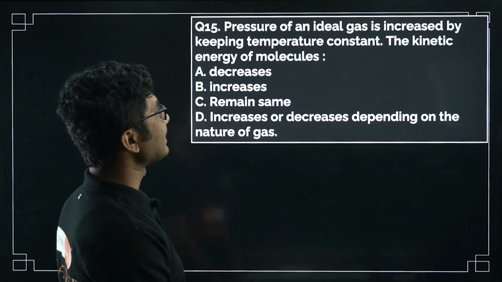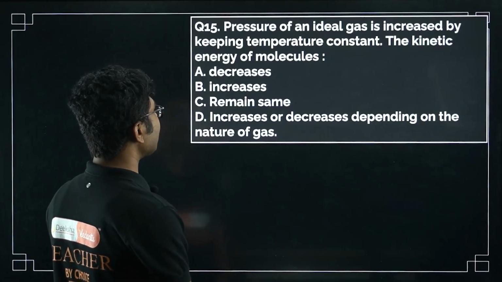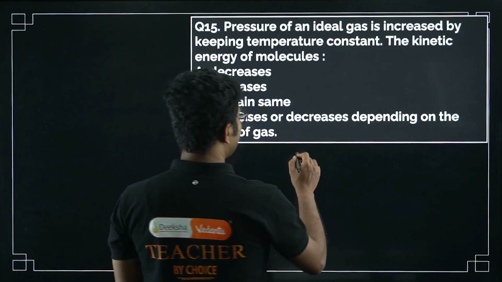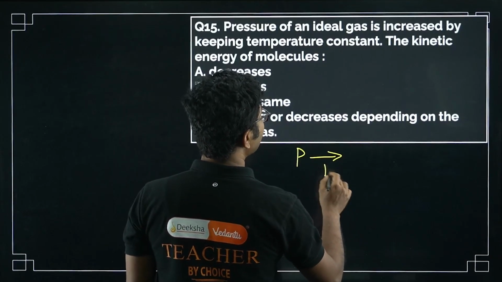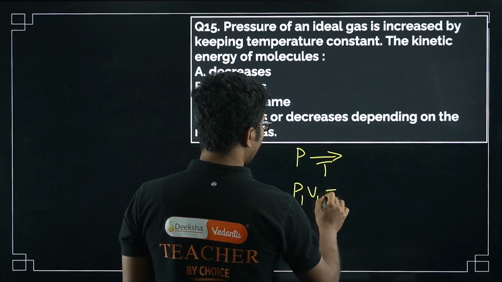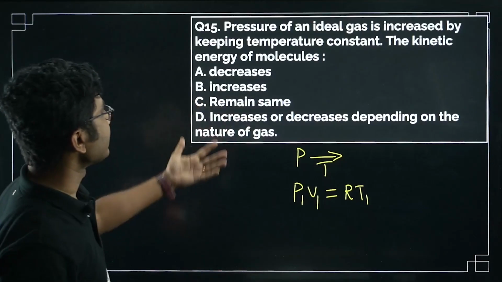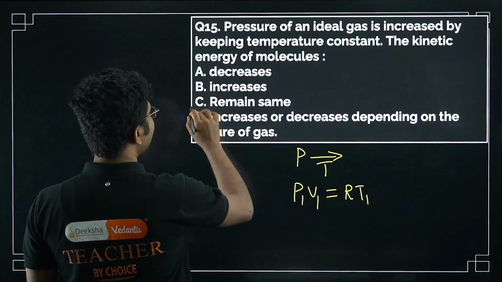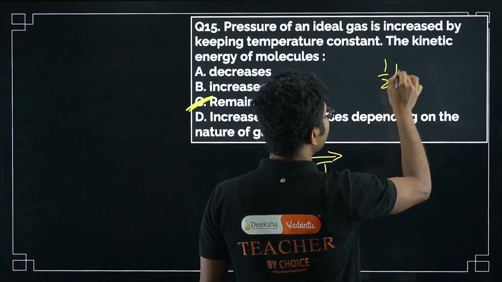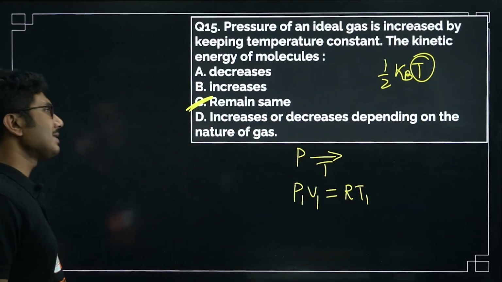Pressure of an ideal gas is increased by keeping the temperature constant. The kinetic energy of the molecules? So pressure of an ideal gas is increased. Okay, pressure you are changing, temperature is constant. So P1 V1 is equal to RT1. Okay, temperature is constant means kinetic energy will remain the same, because kinetic energy is proportional to half kBT. So if you keep the temperature constant, kinetic energy will remain the same.